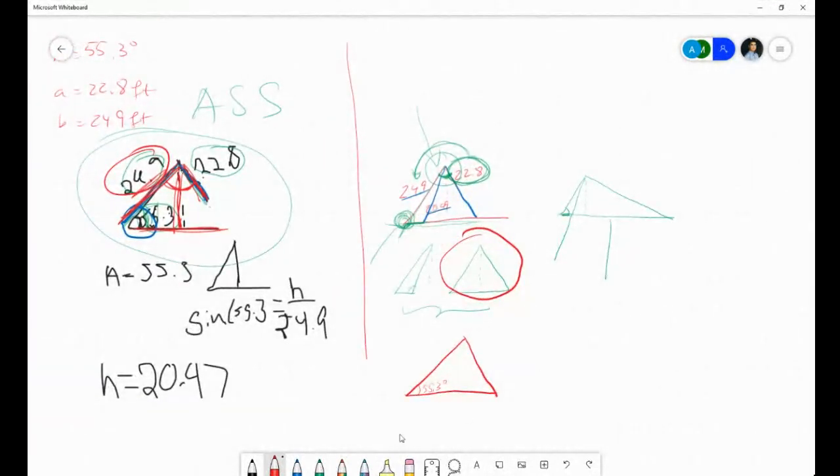All right, so that's angle A, so side A is going to equal 22.8 feet. And over here we have B at 24.9, so this is side B and this is side C. This is all we know so far. We have 3 known and need to find the other 3 unknowns: angle C, side C, and angle B.